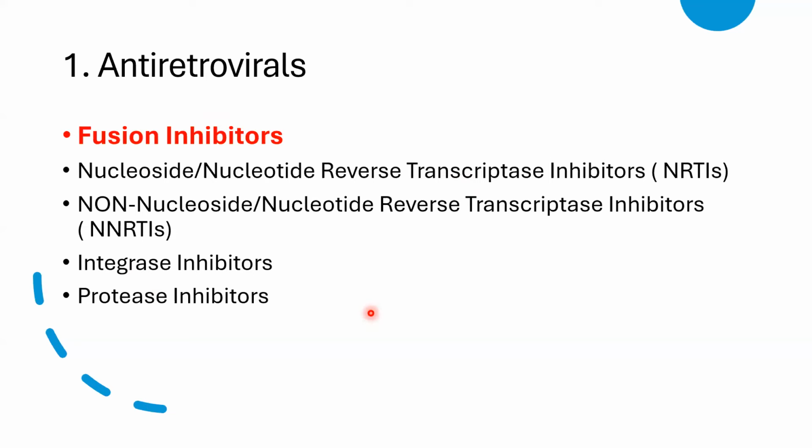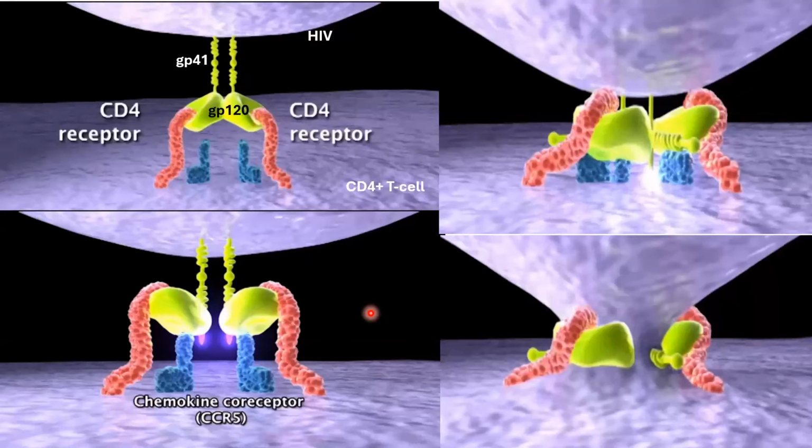So first step is the entry and fusion. Now, what happens is up here is the HIV virus, and attached to the HIV are these two like legs or screws, okay? This is called the glycoprotein 41. Attached to the glycoprotein 41 is the glycoprotein 120, which are like the shoes almost, or the feet, okay? So glycoprotein 120 and 41 are attached to the surface of HIV.